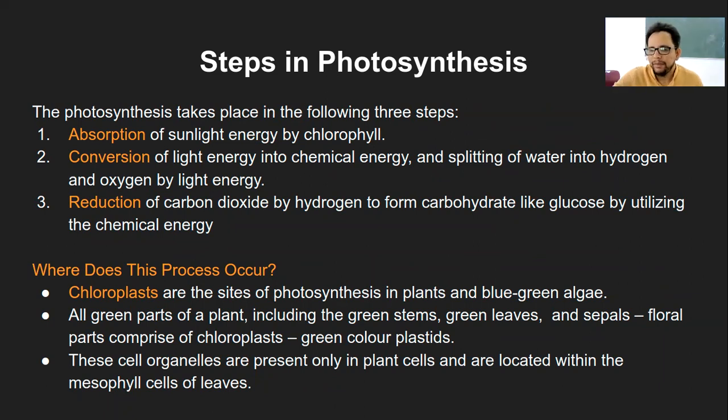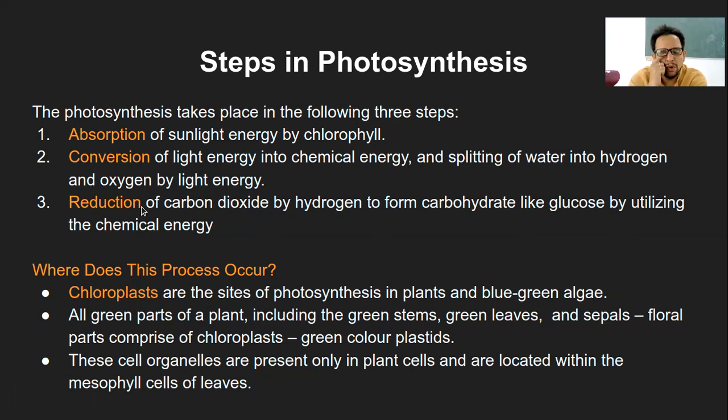Okay, so now these will be the newer topics in this chapter for you. That is the processes or the steps within the photosynthesis reaction. First one is absorption, second is conversion, third is reduction. Absorption is the absorption of sunlight by the chlorophyll, then conversion of that light energy into chemical energy, and then it will split the water molecule into hydrogen and oxygen with the help of the energy received from the light source. And the third step is the reduction of carbon dioxide by hydrogen to form a carbohydrate like glucose. So this is a reduction reaction.